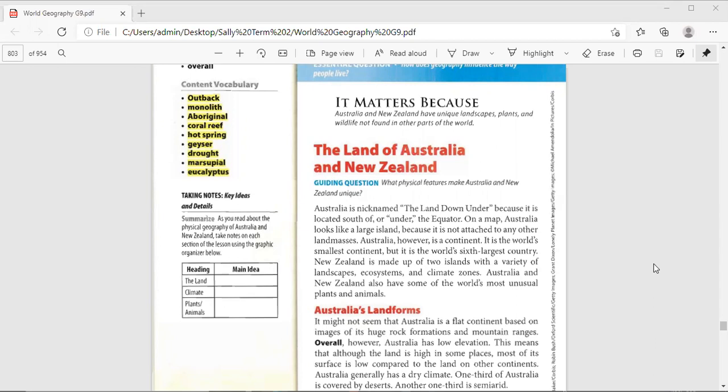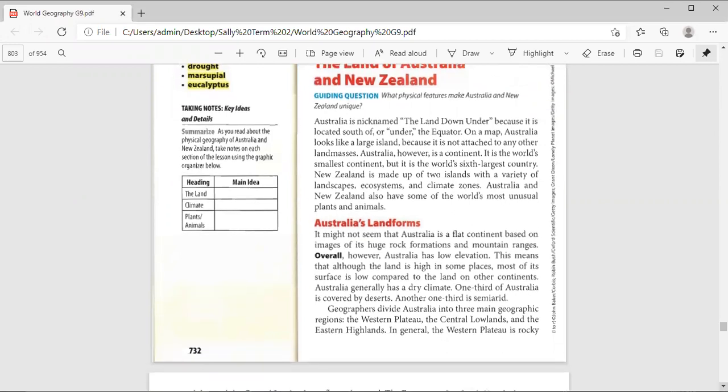Because it's located south or under the equator. Thank you very much. We call Australia the land down under because it's located south or under the equator. On a map of Australia, it looks like a large island, but actually it's not attached to any other land masses. And we said that New Zealand is made of two islands.